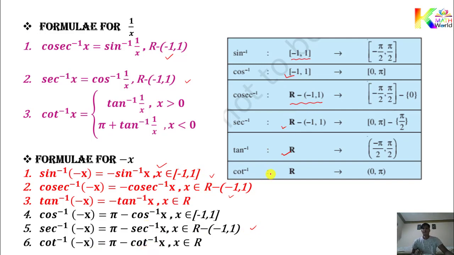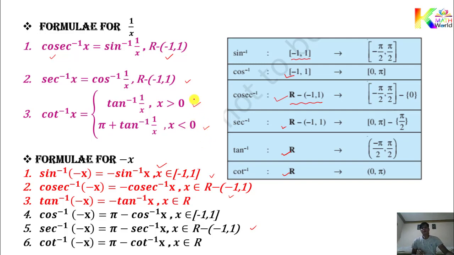And for cot inverse, by the same way you get the domain. Nothing to remember for this. Here also, for cosec inverse, what is your domain? R minus (-1, 1). Sec inverse, what is your domain? Again the same way, R minus (-1, 1). And for cot inverse, what is your domain? R. So this is your positive value and this is your negative value.